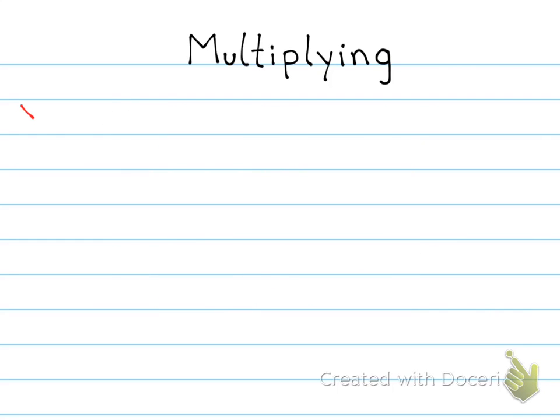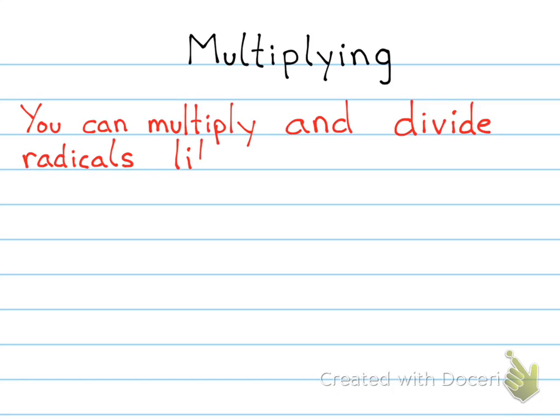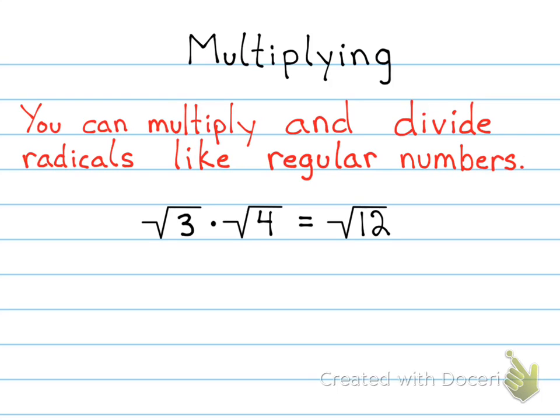But let's talk about multiplying and dividing our square roots. Square roots are really fun because you can multiply and divide the square roots, or radicals, just like regular numbers. So if I took the square root of 3 times the square root of 4, I would get the square root of 12, just like 3 times 4 is 12. So it makes things really nice and easy when we have a rule that works across the board. Just another example here, if I have the square root of 9 times the square root of 5, I would get the square root of 45. And we could also divide these square roots in the same fashion.